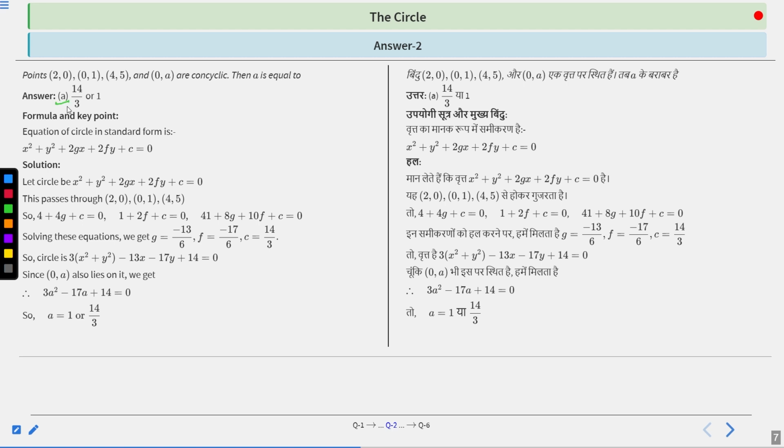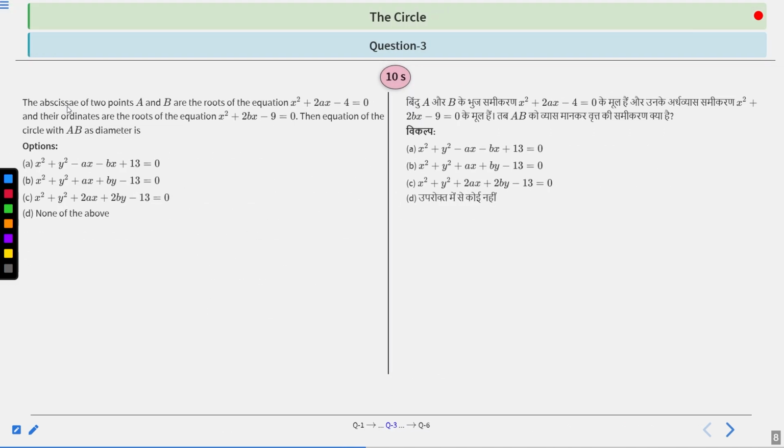Now let's move to the next question. Question number 3. Question number 3 says the abscissae of two points A and B are the roots of the equation x square plus 2ax minus 4 equal to 0, and their ordinates are the roots of the equation x square plus 2bx minus 9 equal to 0. Then the equation of the circle with AB as diameter is.